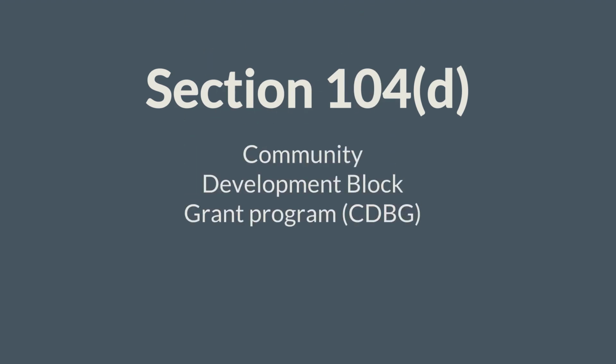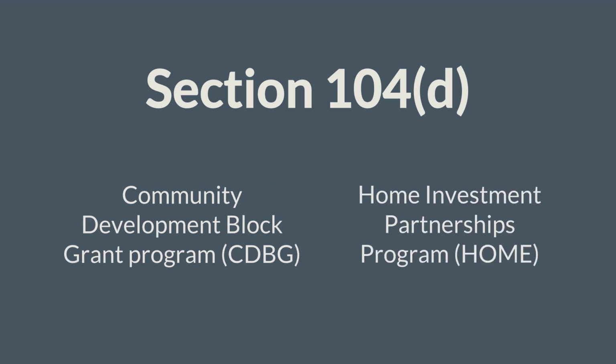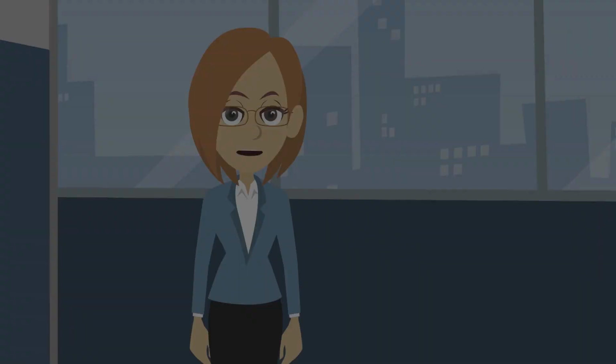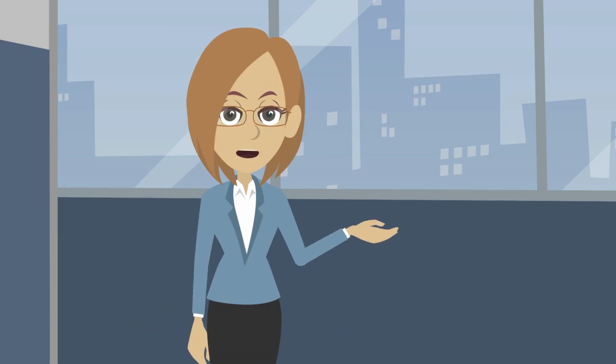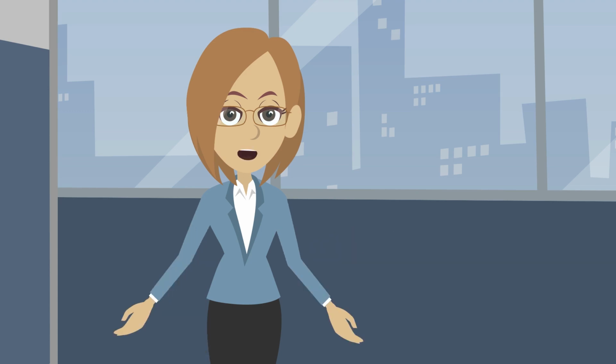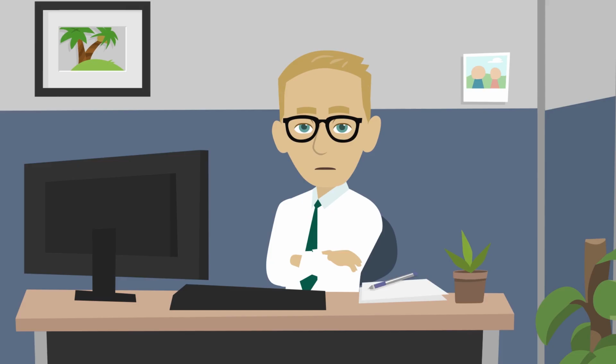Section 104D originally applied only to HUD's Community Development Block Grant Program, known as CDBG, but was also applied to HUD's HOME Investment Partnerships Program in 1990. So basically, Section 104D may apply when there's a CDBG or HOME-funded project involving demolition or conversion. But what do you mean by conversion?